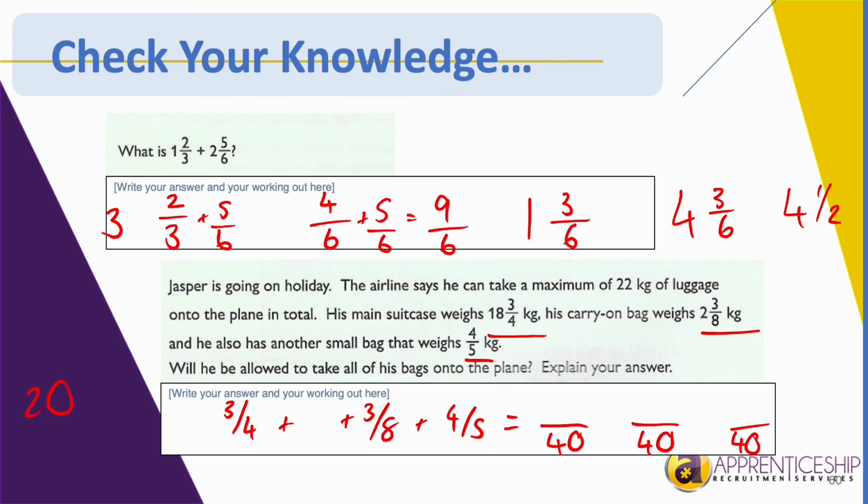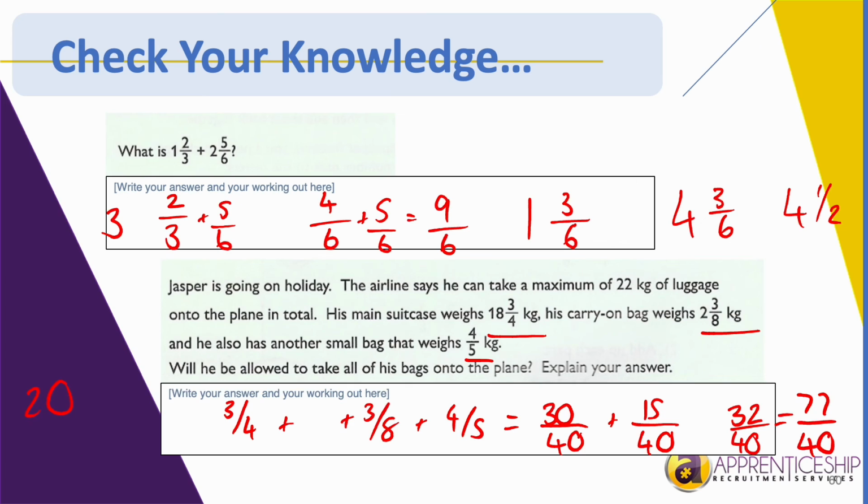So 3/4, I'll multiply the bottom by 10, so I do the same to the top. The 8 I've multiplied by 5, so I do the same to the top. And this one I've multiplied by 8, so I do the same to the top. So 4 8s are 32. Then we add all these together. So 30, add 15, add 32 is 77 over 40.